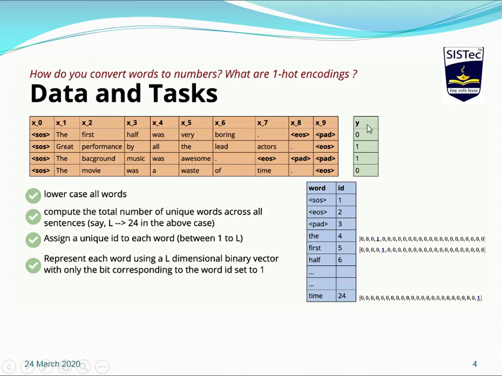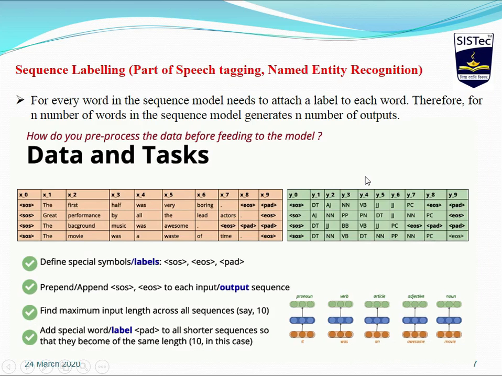So we can say it is a vector of n cross 1 size, where n is the number of sentences, and we have one output for each sentence. So the size of the target vector is n cross 1. Now in the case of sequence labeling, there is no change in the input matrix, but there is some change in the target matrix, because we have one output for one input. So let's discuss how to pre-process the data in sequence labeling.